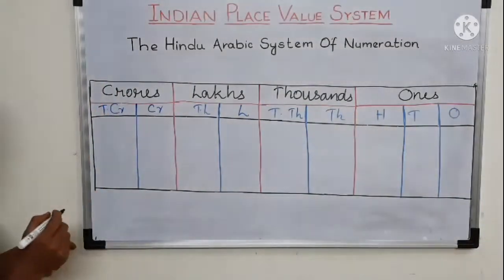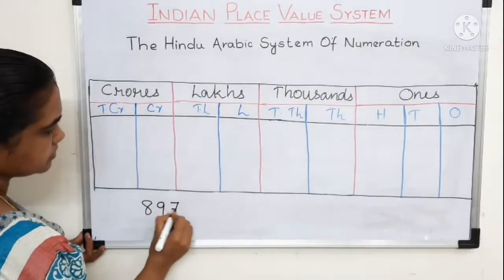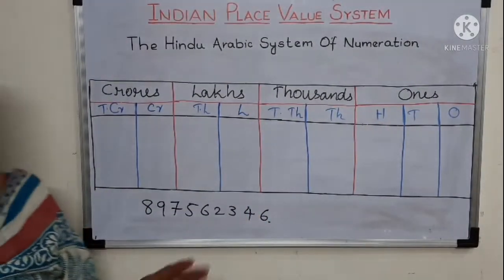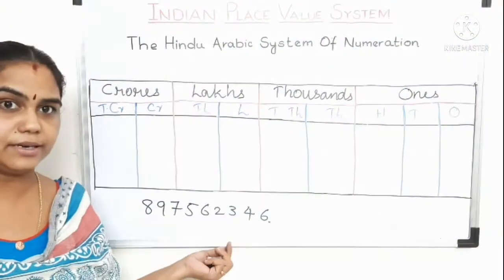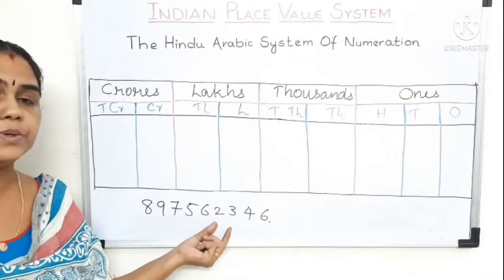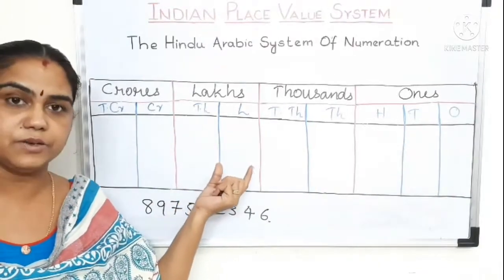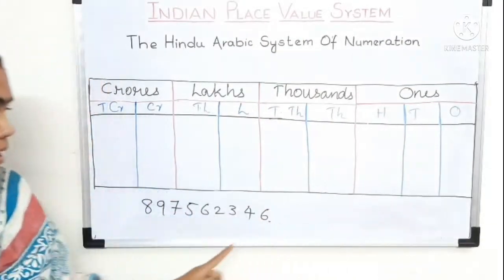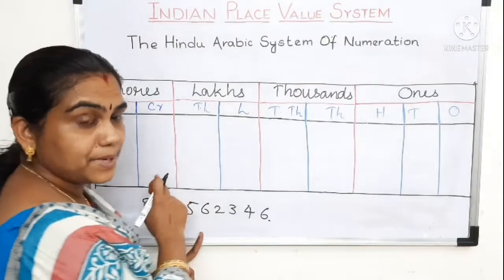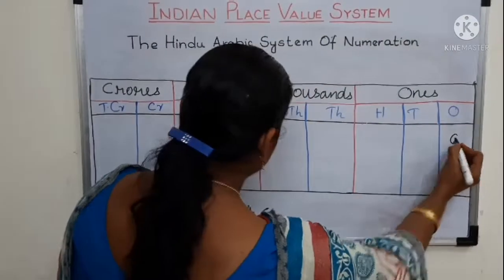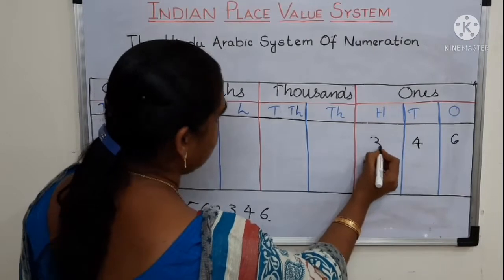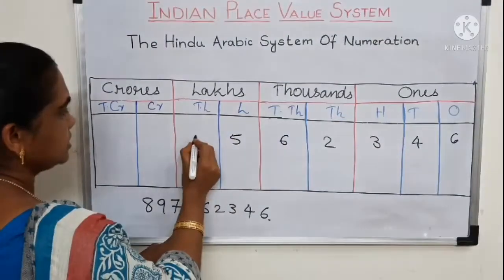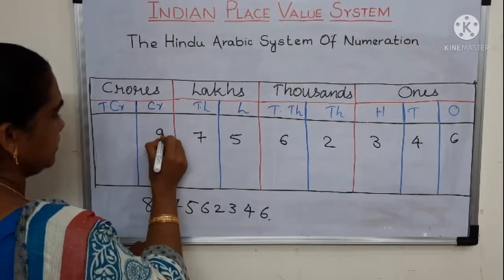Now consider the number. Can you read this number? It's a little bit difficult, isn't it? Now let's try to enter this number in the Indian place value chart. So we will be starting from the right end, extreme right. Enter the numbers in the place value chart. So here 6, then 4, 3, 2, 6, 5, 7, 9, 8.